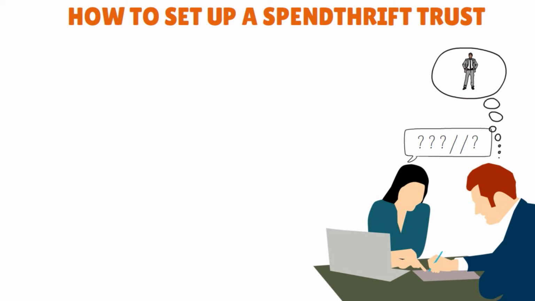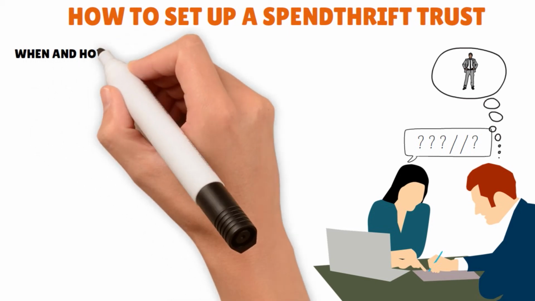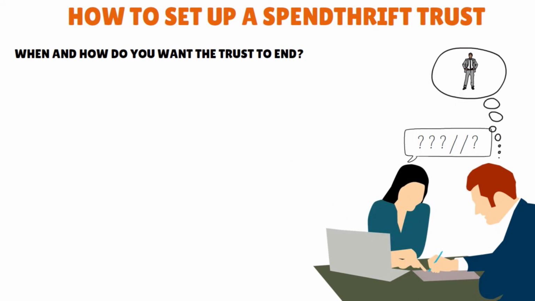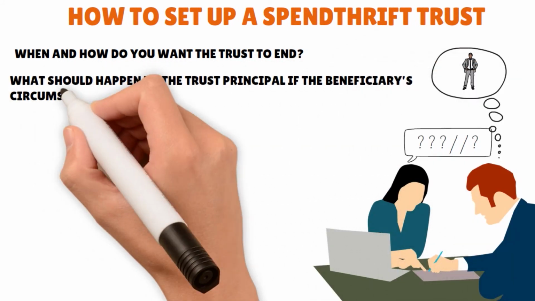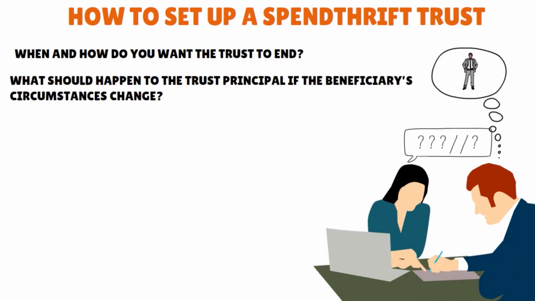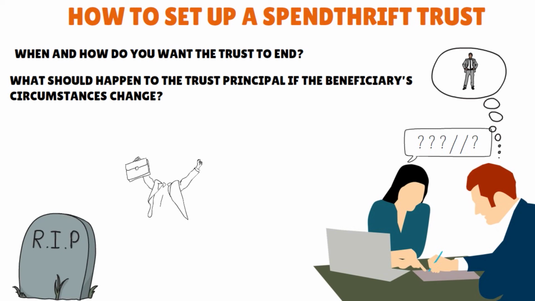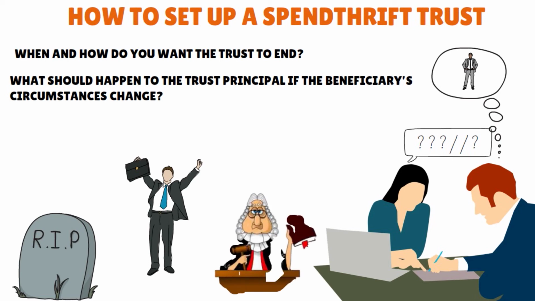You may need to consider certain things also. When and how do you want the trust to end? What should happen to the trust principal if the beneficiary's circumstances change? For instance, if the beneficiary dies or gains the ability to manage trust funds. Yes, this can happen. Courts might decide later on to assign the responsibility, the oversight of the trust funds, to the beneficiary. Things happen.